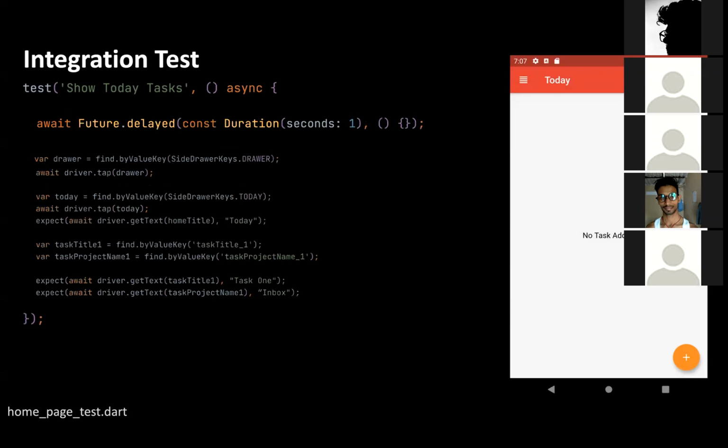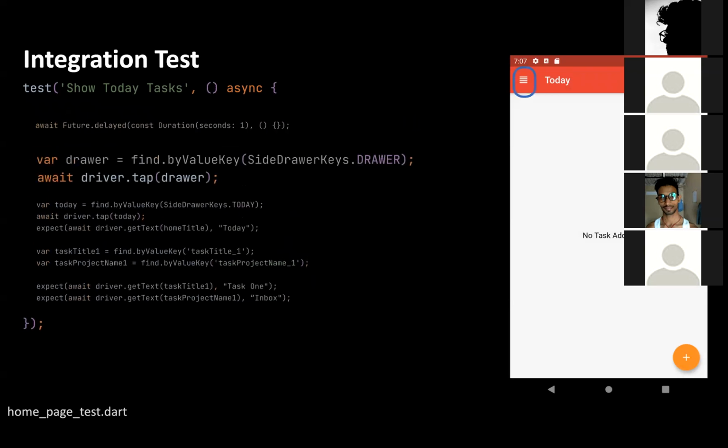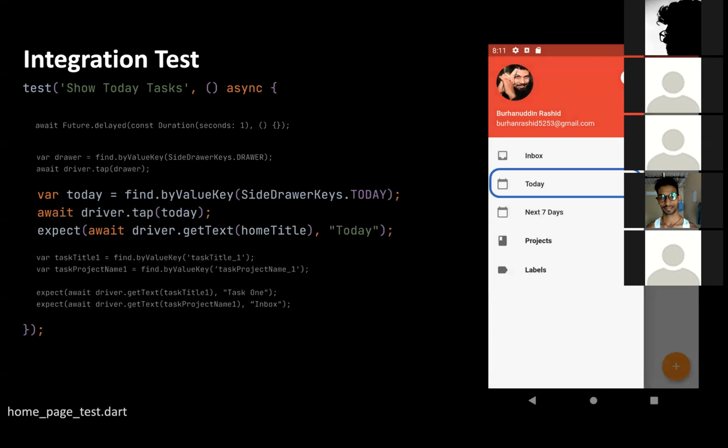The first thing is Future.delayed. I'm just giving a delay. This is just a hack to initialize my database here. And then I'm finding that drawer key on the top. If you see from Today, there is a key side drawer where I'm finding that widget key from the value key and just tapping on it, which will open the side drawer.